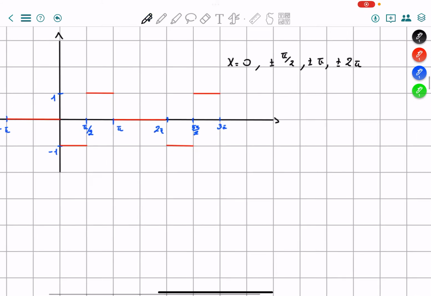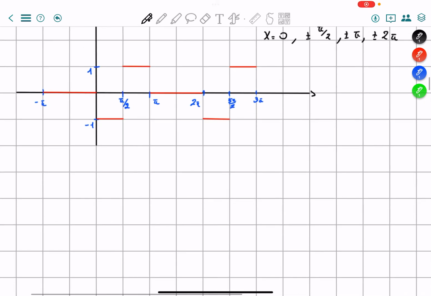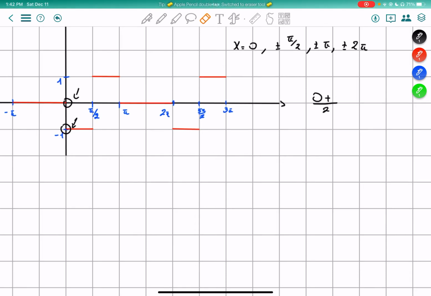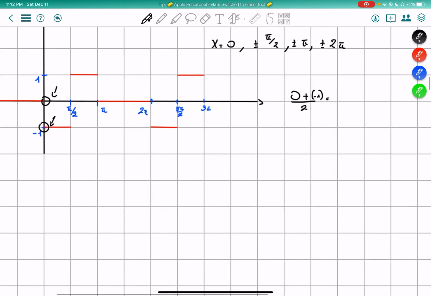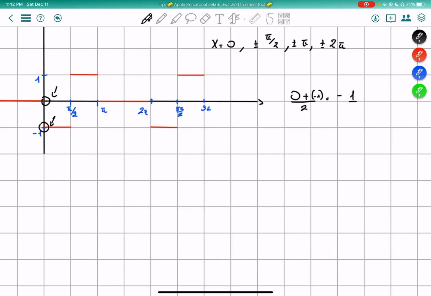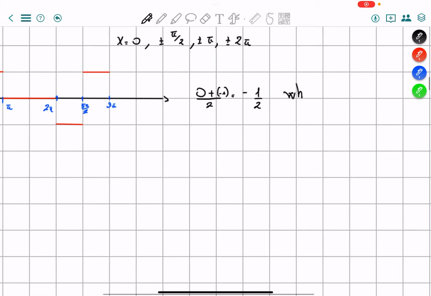Now what is the value to which our Fourier series converges when x equals 0? Well, we take the value from this point here and the value from this point here, and we find the average. The value at the first point, the one on top, is going to be 0. The value of the one below is negative 1. So 0 plus negative 1, divided by 2, is negative 1/2. That is what the series converges to when x is 0.